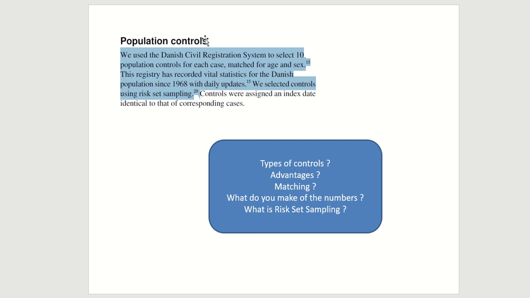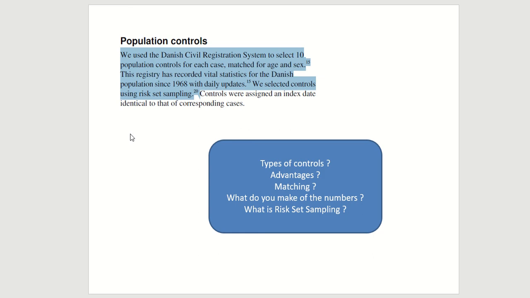Under population controls, this is where they're going to tell us where they got the controls, and you can see it's given as population controls. We use the Danish civil registration system to select 10 population controls for each case, matched for age and sex. This registry has recorded vital statistics for the Danish population since 1968 with daily updates. We selected controls using the risk set sampling. So I hope by reading this paragraph now you can answer the type of controls. Obviously, they were population controls from a registry that has everybody in there. So everybody is there, you can get your controls, their population.